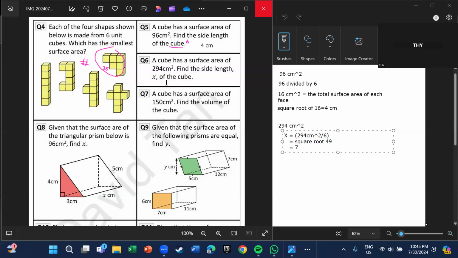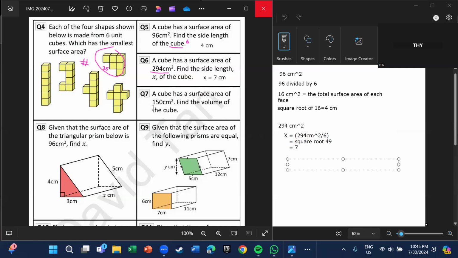So hence x equals 7 centimeters. Really easy. The formula is the same. Just take the total surface area of the cube, divide it by how many faces there are, and then take the square root of the answer. Really simple.